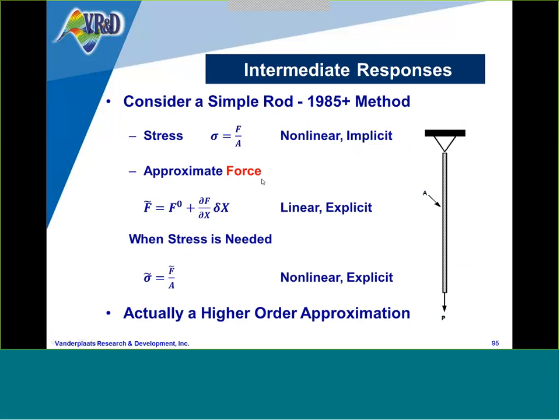So in '85, my students and I published the idea of approximating, instead of the stress, approximate the force. Now, I get credit for this, but I have to say this was Professor Bofeng in China published the idea a few years earlier. Unfortunately, published in Chinese, so most of us didn't know about it. But if we approximate force, that's now linear, it's explicit. When we need stress, we approximate it by dividing by the area. So now the design variable remains the area, and you can show that this is actually a one order higher approximation.